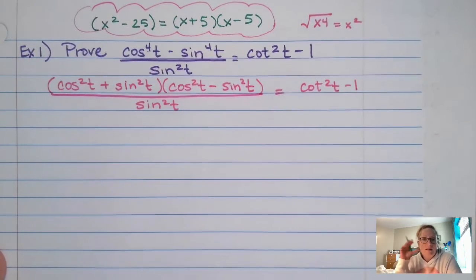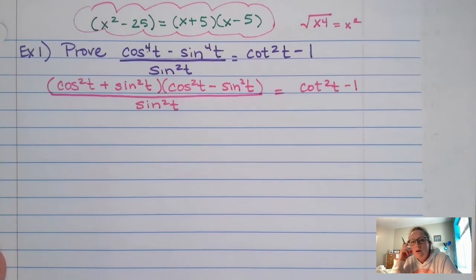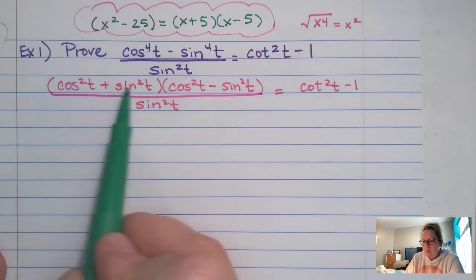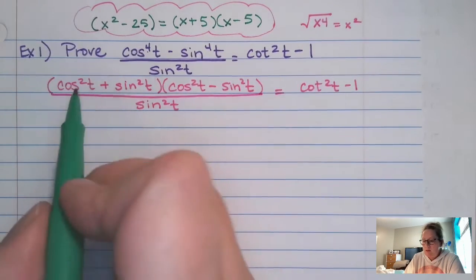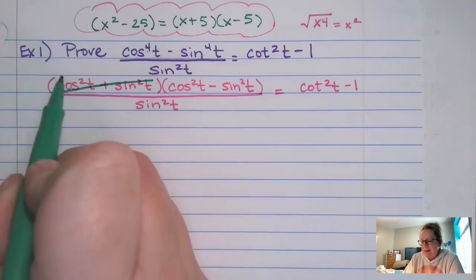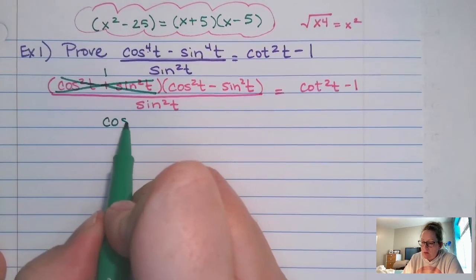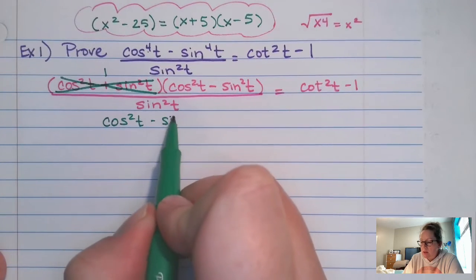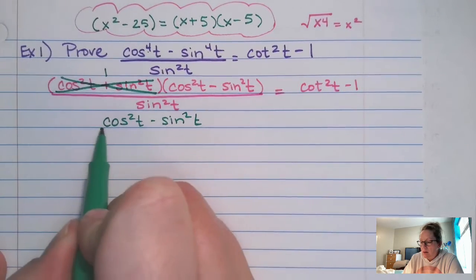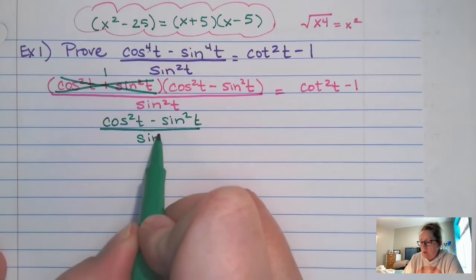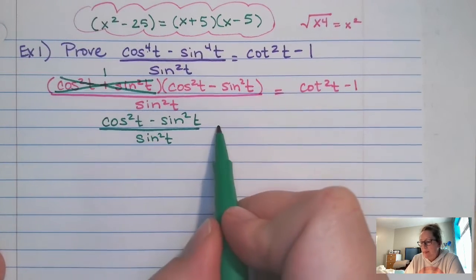Sine squared plus cosine squared is a very popular Pythagorean identity. Looking at the Pythagorean identities, which one is it? Right here, sine squared plus cosine squared. Doesn't matter the order because it's addition, right? So this is 1 based on the Pythagorean identity. Now we're left with just cosine squared t minus sine squared t over sine squared t.